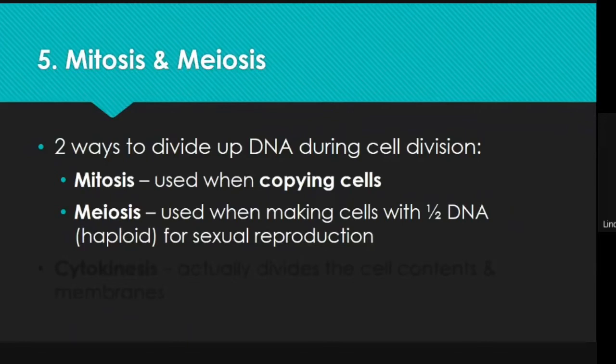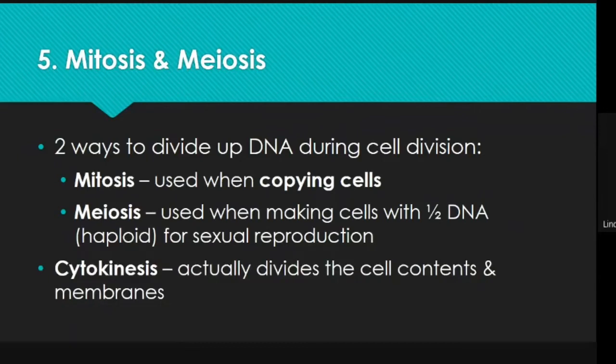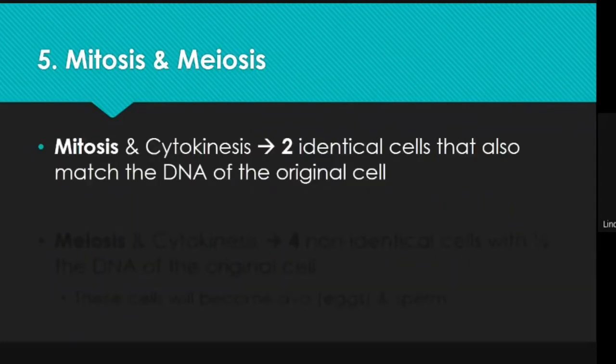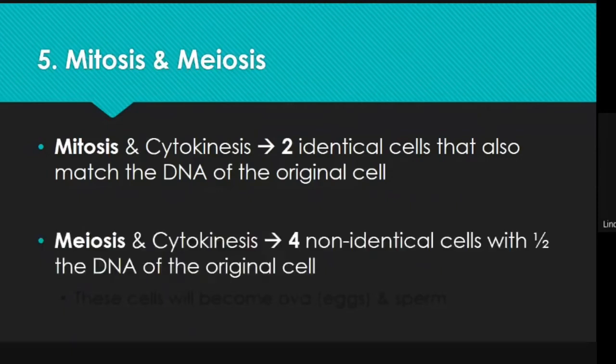So cytokinesis is the actual division step. So cytokinesis is not actually a part of mitosis or meiosis. It follows mitosis or meiosis in M phase. And it's when the cell actually pinches and divides. So if you do mitosis and cytokinesis, you get 2 identical cells that match the DNA of the original cell. So you get copies. So in my toe right now, I'm doing mitosis and cytokinesis to grow new skin, hair, bones, muscle, nails. Right? If you do meiosis followed by cytokinesis, you get 4 non-identical cells.